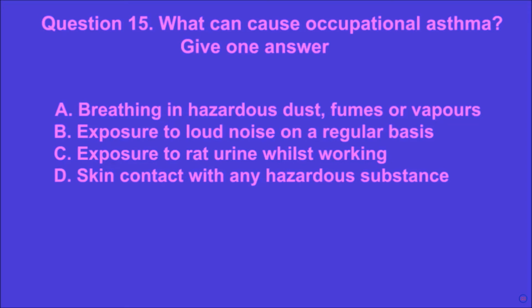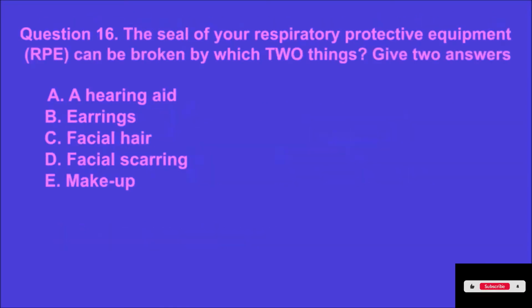B. Exposure to loud noise on a regular basis. C. Exposure to rat urine whilst working. D. Skin contact with any hazardous substance. A. Is the correct answer. Question 16. The seal of your respiratory protective equipment, RPE, can be broken by which two things?